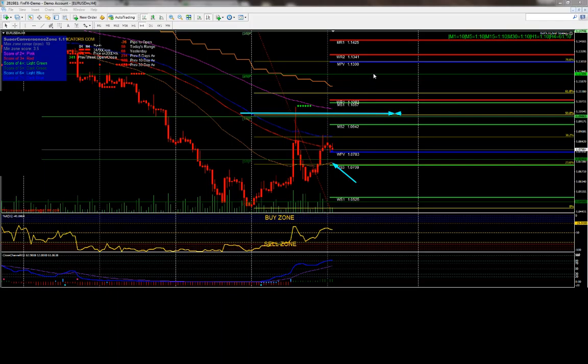We do have the daily 55, not too far above the 4-hour 200, so that's one to keep an eye on as well. But I think the area to look for this week is definitely going to be another retest of the 4-hour 200 to short.